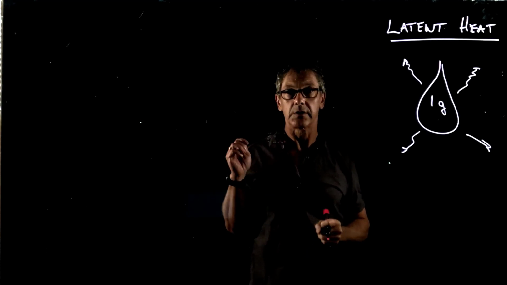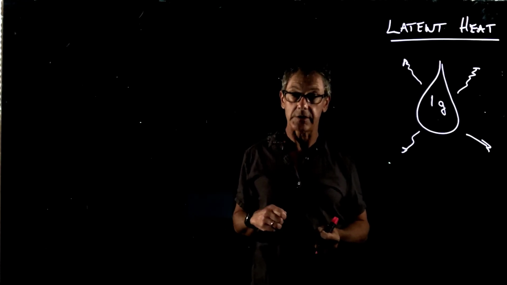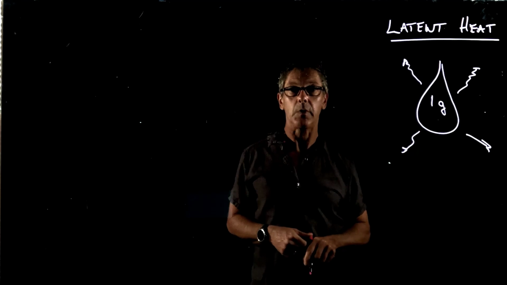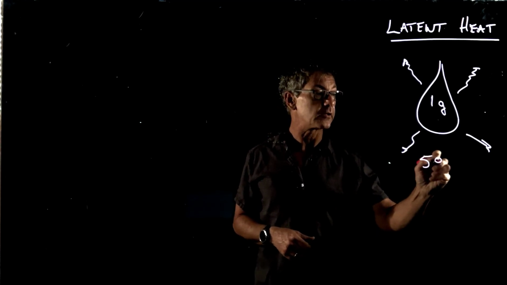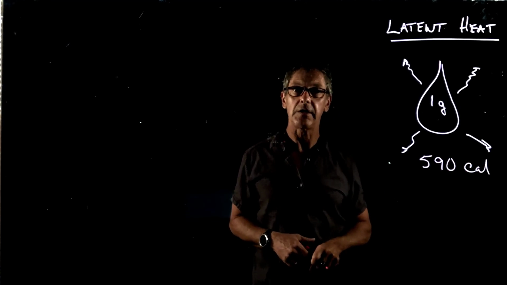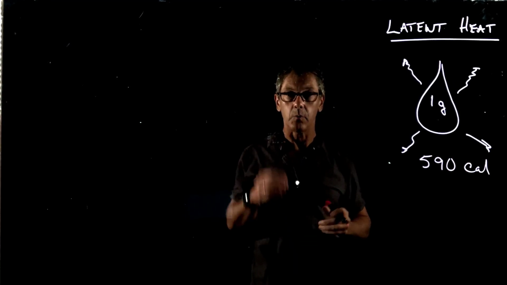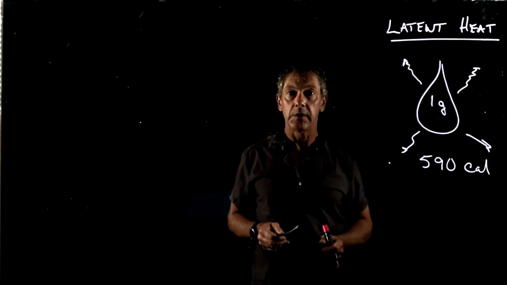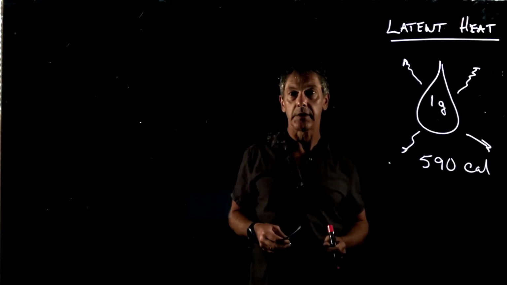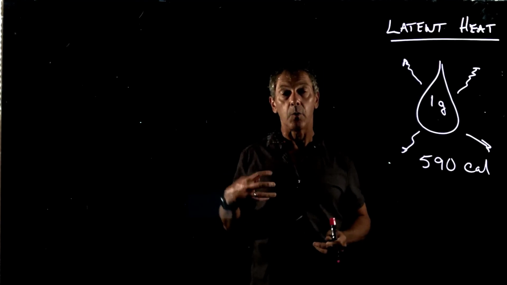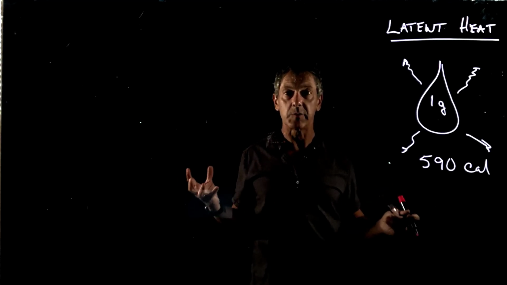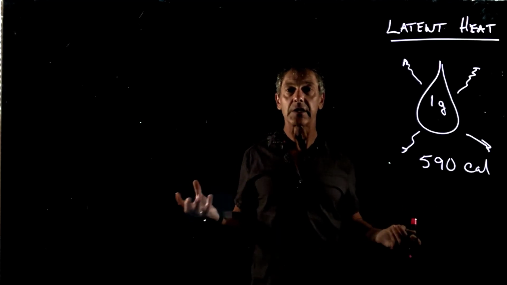It took 1 calorie to raise the internal temperature 1 degree. It turns out to evaporate this water, it takes 590 calories. 590 calories to evaporate 1 gram of water. So it takes a tremendous amount of energy to evaporate water. And we're going to find out that when that vapor goes back into a liquid, that energy needs to be conserved. So it's released again.